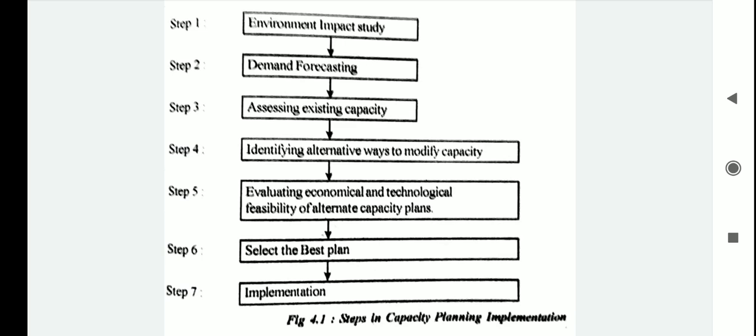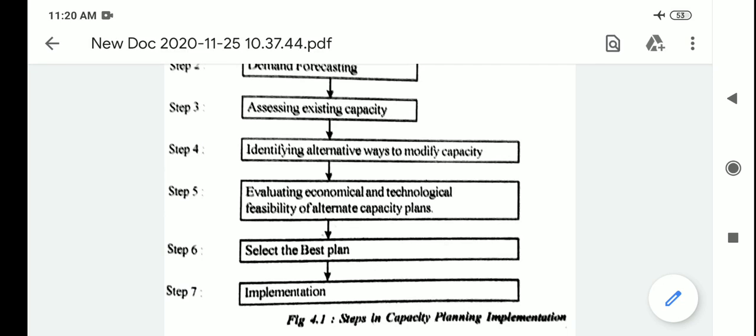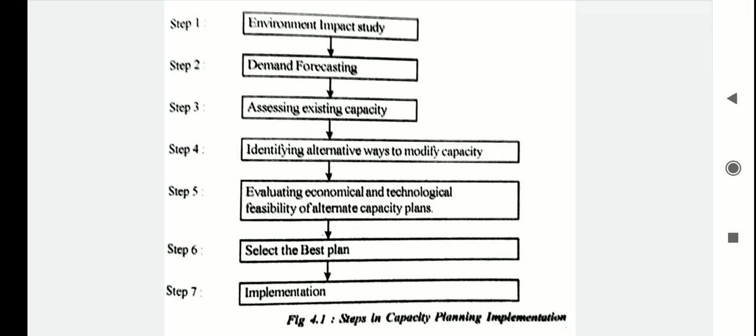The first reason is that sufficient capacity is required to meet the customer demand in time. The second reason is that capacity affects the cost efficiency of operations. The third reason is that capacity affects the production and delivery schedules. The fourth is that capacity affects the cost of maintaining the facility. The fifth is that capacity creation requires huge investment. So these are the reasons.